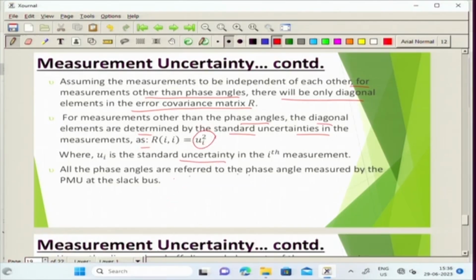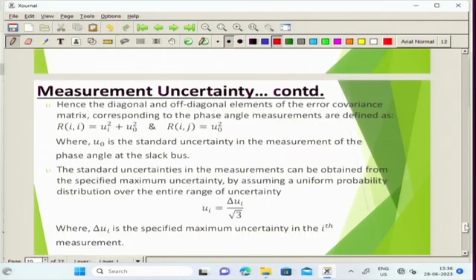All the phase angles are referred to the phase angle measured by the PMU at the slack bus. Hence the diagonal and off diagonal elements of the error covariance matrix corresponding to the phase angle measurements are defined as Rii is equal to Ui square plus U naught square, Rij is equal to U naught square, where U naught is the standard uncertainty in the measurement of the phase angle at the slack bus.